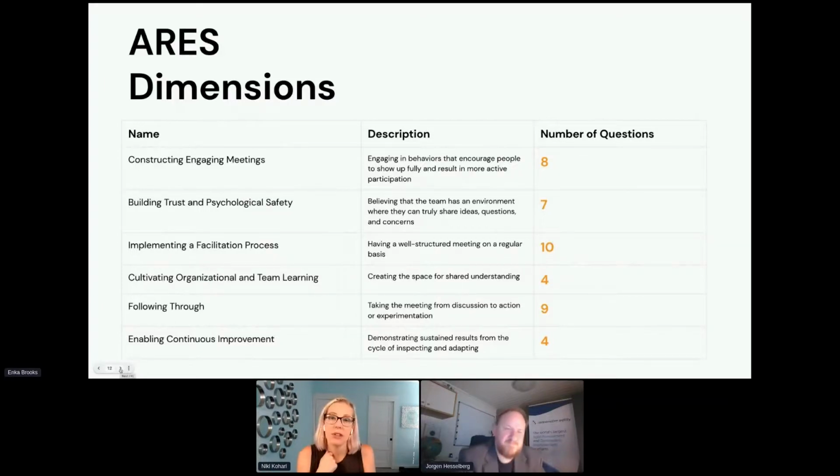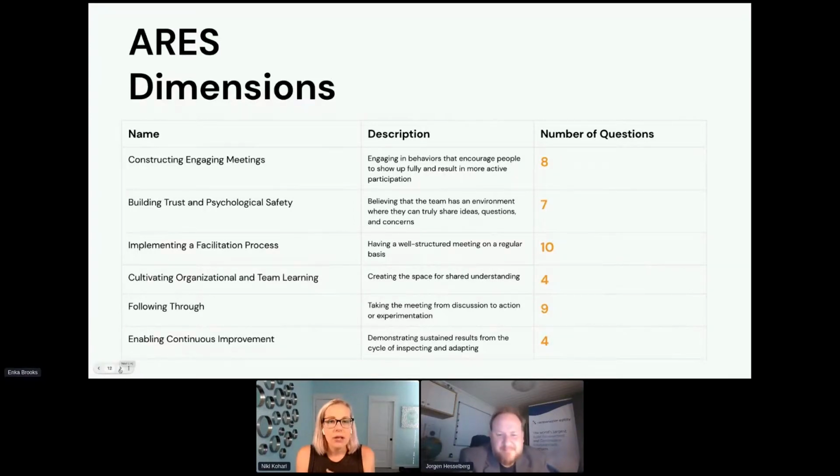And then we get to the fifth dimension, which is following through. Again, as Jorgen mentioned, you need to follow through to be successful with retrospectives. So you can't just have the meeting. You need to be doing something with that information after the meeting. So that's the fifth dimension here around following through, is taking what happens in the meeting and converting that into real next steps. Whether they're action items or they're experiments, it's something that you can do to move things forward.